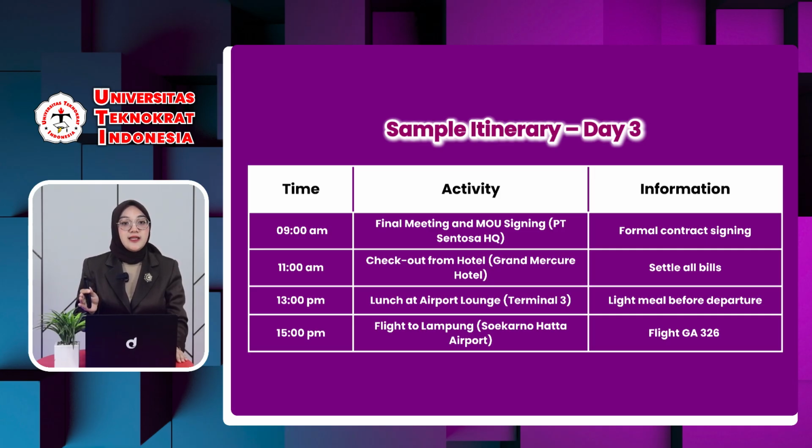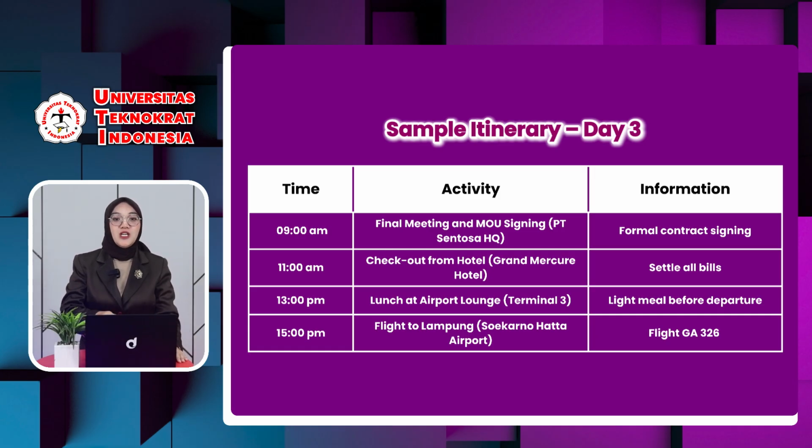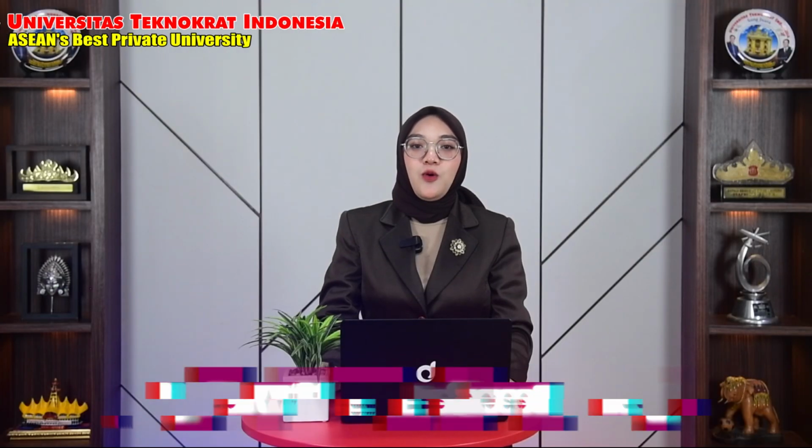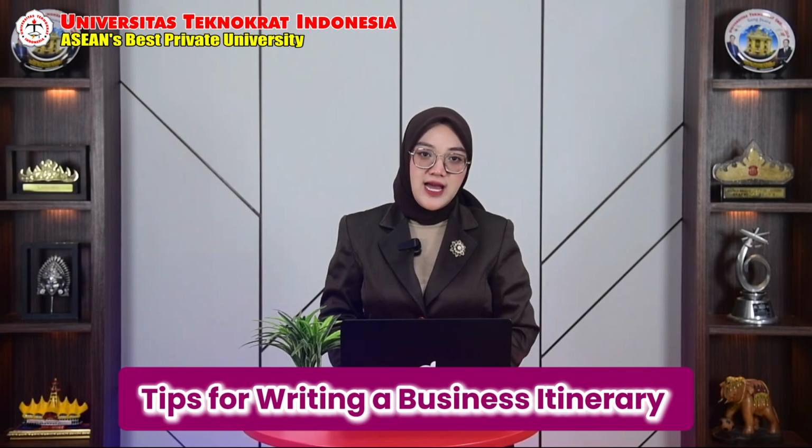Okay, and the next one is at 1 p.m. The activity is lunch at the airport, for example, in Terminal 3, and then a light meal before departure. And the last one, at 3 p.m., is the flight to Lampung from Soekarno-Hatta airport. For example, the flight code is GA326. Well, that is the example of the itinerary.